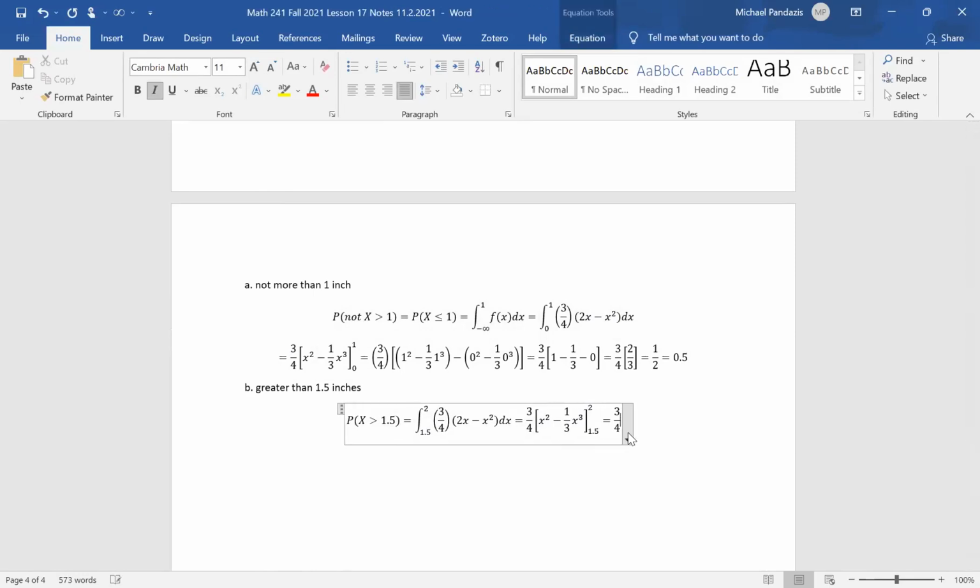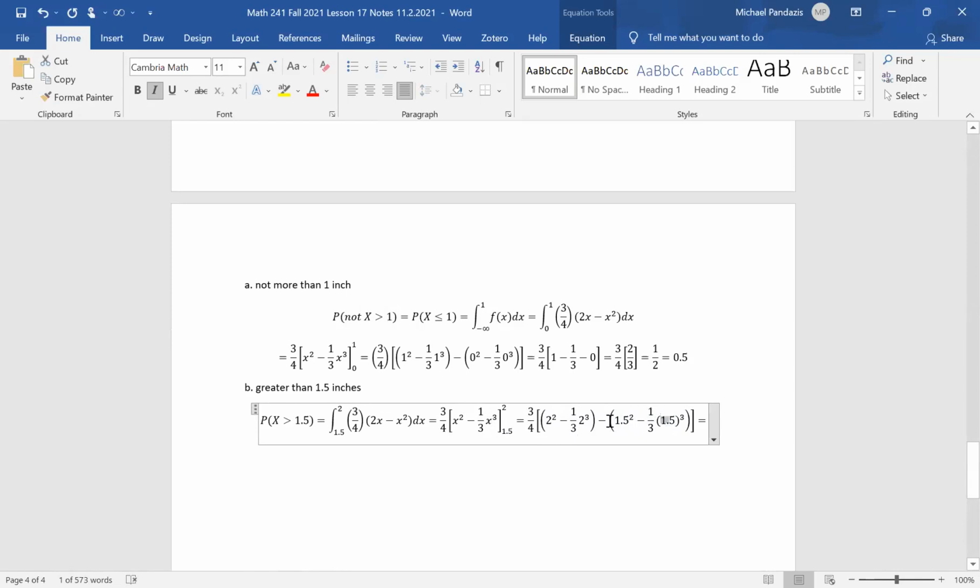Okay, and so this is equal to 3/4 times one thing minus the other thing. The first thing is when you plug in 2. You get 2 squared minus 1/3 times 2 cubed. And the other expression, you plug in 1.5. So you get 1.5 squared minus 1/3 times 1.5 cubed. I want to write 3/2, but I didn't want people to lose me here. So I plugged in the same number I wrote down. So I put 1.5 here.